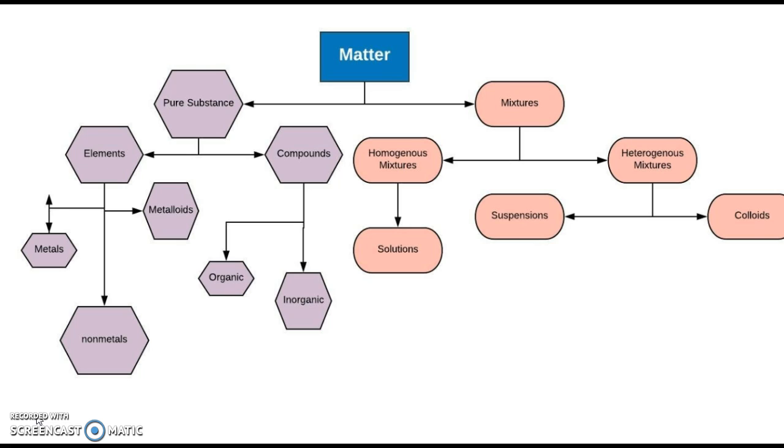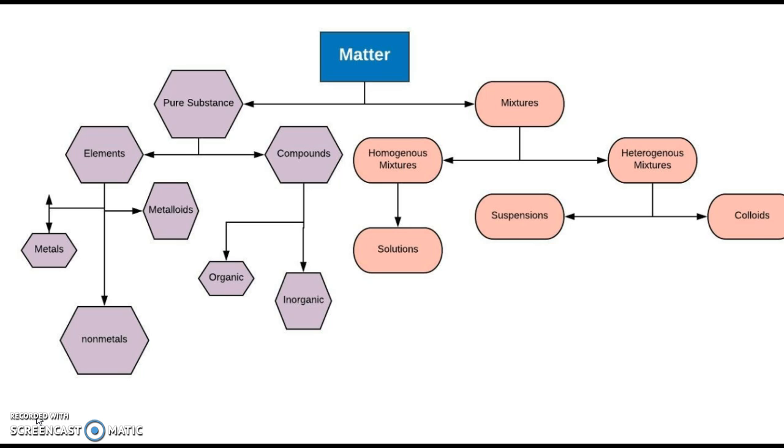Then if you follow over to the pink are the mixtures, and you have heterogeneous and homogeneous mixtures. Mixtures are matter that contains more than one substance. For mixtures, it breaks down into homogeneous and heterogeneous mixtures. If you remember from last year, I told you, like homosexual, homogeneous, they're the same. Heterogeneous, like heterosexual, means different. Homo means same, hetero means different.